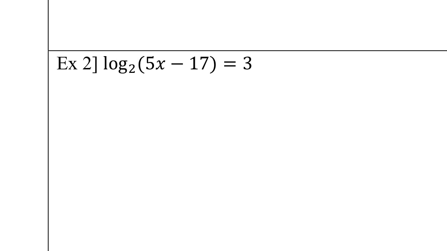Step 2 is rewrite the problem without any logs. So in this case, I have that situation B. I only have one log in this equation. So that means I'm going to have to change this into exponential form. So the way we do that is start with the base, raise it to the number across from the equal sign. So 2 to the third is equal to, and then the argument, whatever's inside the logarithm. So 2 to the third is equal to 5x minus 17.